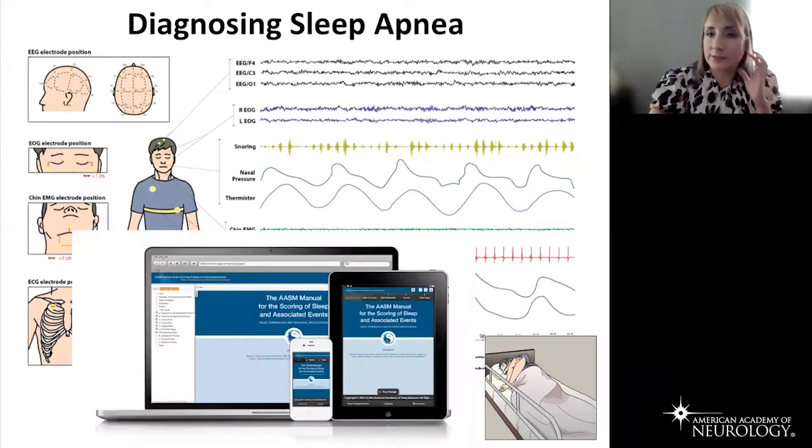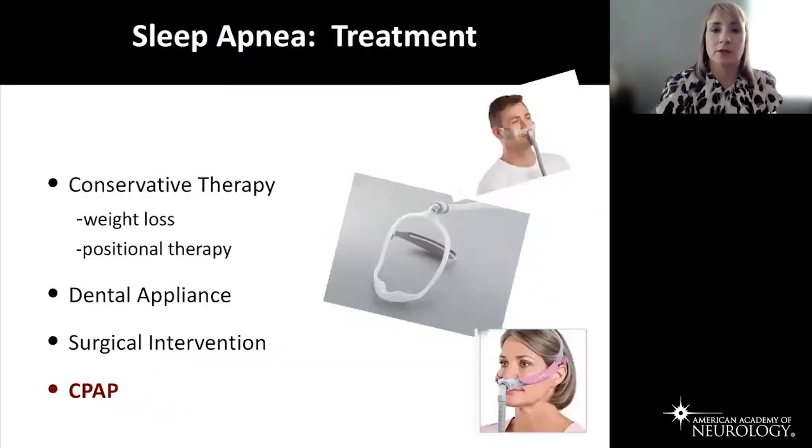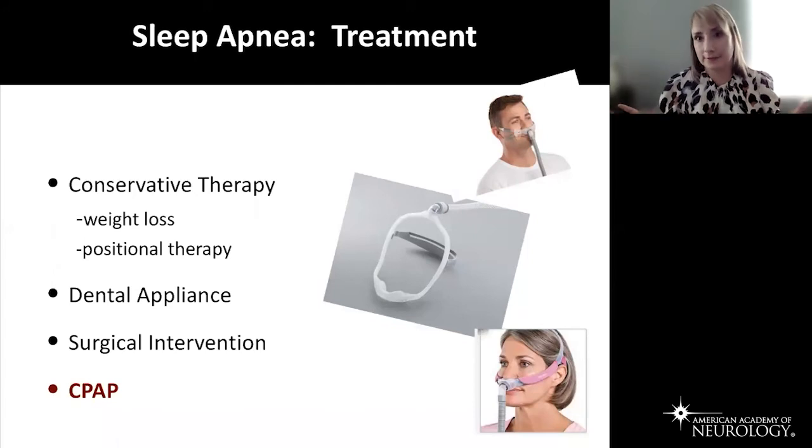And we have scoring criteria. This criteria is always updated by the American Academy of Sleep Medicine. And unlike our colleagues in epilepsy who tend to look at the EEG in maybe 10 to 15 second windows, we do a 30-second epoch, and that's how we stage sleep. For sleep apnea, the gold standard treatment is continuous positive airway pressure, CPAP. There's lots of things out there. People are like, I don't want to do CPAP.